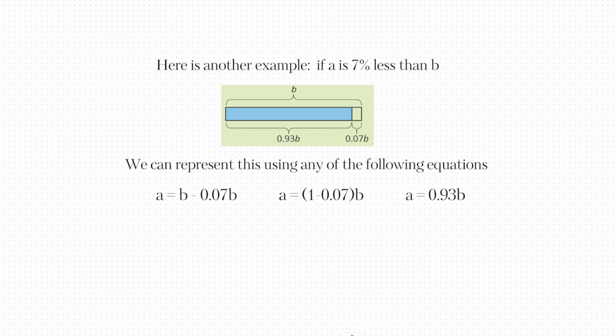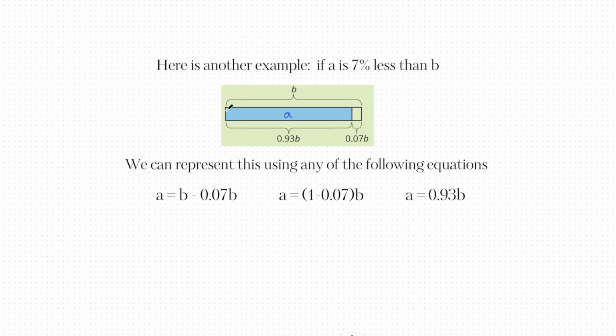Here's another one. This one is a little different because it's decreasing. Take a look at this graph. It says, if A is 7% less than B. Notice that the entire thing this time is B. Last example, we used x and y. This time we're going to just use the variables A and B. It's really the same thing. B is the entire thing, and then it gets shrunk. This part is removed, and the blue part is what's left over. That blue part is what's considered A.